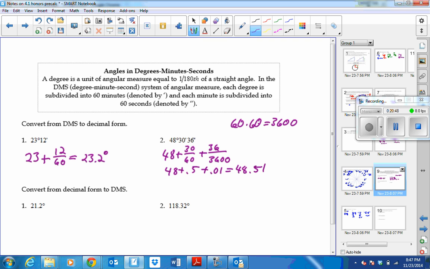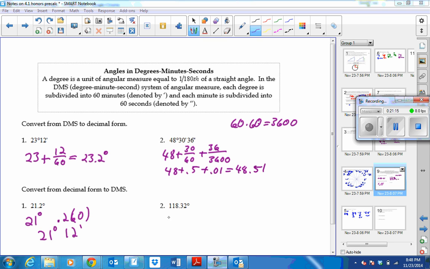Now, if we're converting from decimal form to degrees, minutes, and seconds, in this case, we have 21 degrees, but then we need to multiply 0.2 times 60 to figure out how many minutes that is. So when I do 0.2 times 60, I get that it'd be 21 degrees and 12 minutes. And there was no remainder from that. So now on this next one, we have 118 and 32 hundredths of a degree.